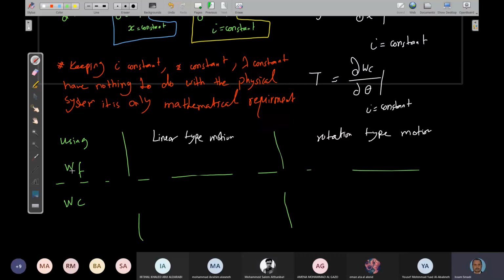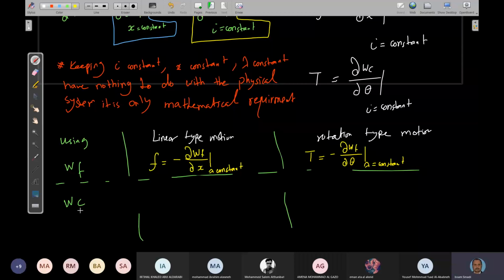Now, if I need to calculate in the linear motion, I will calculate the force. So F will equal minus partial omega F by partial x when lambda is constant. And for the rotation type motion, I need to calculate the torque. So the torque is equal to minus partial omega F by partial theta when lambda is constant.